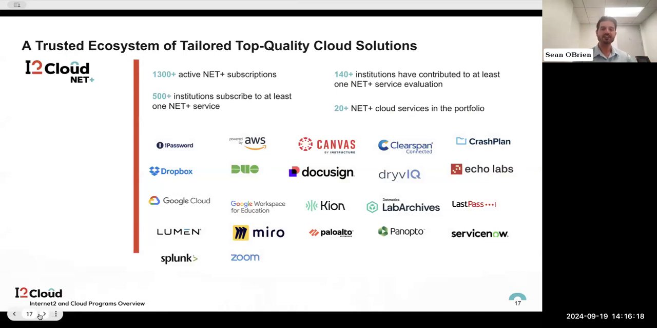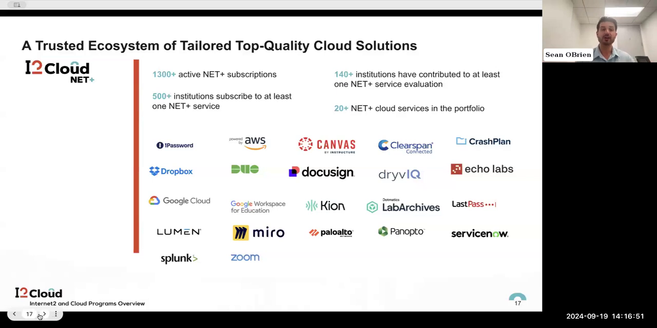And across these services, we have over 500 individual institutions that are subscribed to at least one service across 1,300-plus contracts. One of the things I'm most proud of is we've had over 140 institutions contribute to the service evaluation process that I'll talk about in a minute. But really, we've had 140 different institutions bring volunteers forward to help support the service evaluation, the contract negotiation, or otherwise support the development of these services.